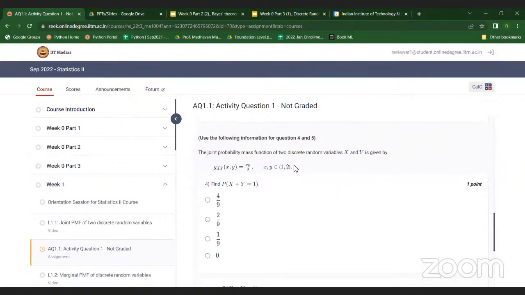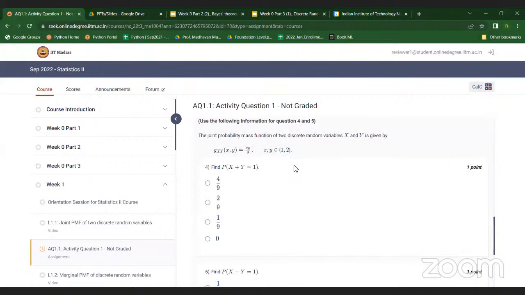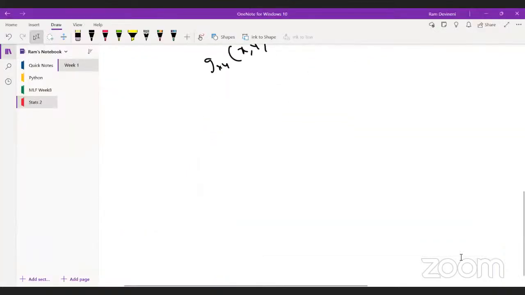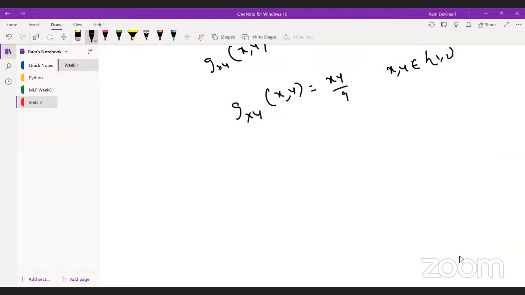All right. We'll move on to the 4th problem. Here what they're saying is gxy of x comma y is equal to xy by 9, and x comma y belongs to 1, 2. Let's look at what was given and what we can make out of it. So what does this say? X takes the values 1, 2, and y takes the values 1, 2.